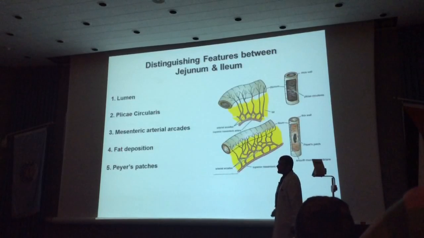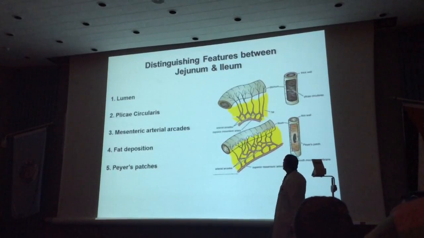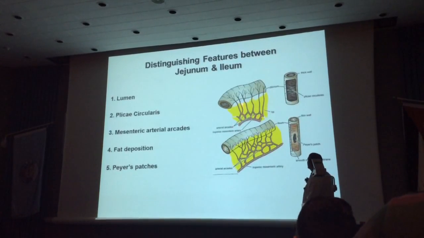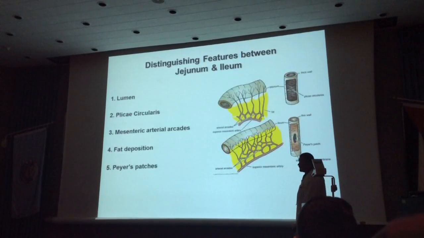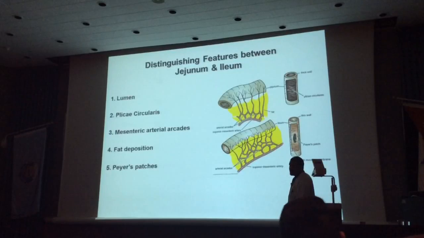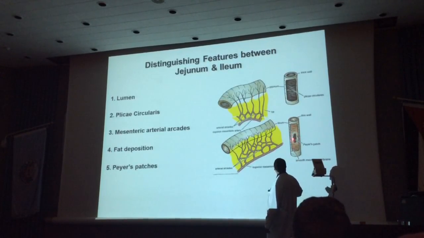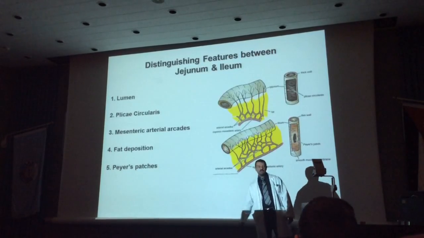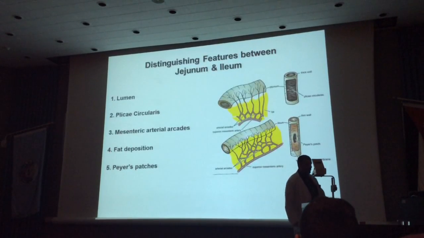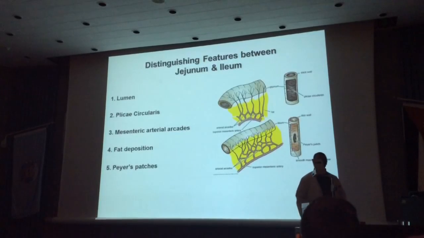Fourth, fat deposition. The further down you go, the more fat deposition. In the jejunum the fat is only near the root of the artery and doesn't reach the intestine. Look here, it reaches into the intestinal wall. The fat deposition is increased in the ileum more than the jejunum. Fifth, Peyer's patches, very important. Peyer's patches are lymphatic aggregations. You see them only in the ileum, in the lamina propria and submucosa. As they grow, they can reach the submucosa in both layers.